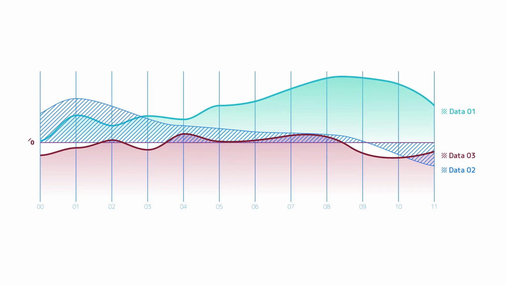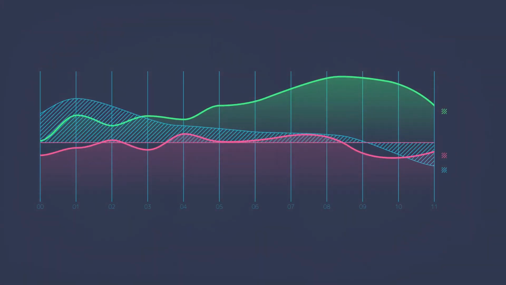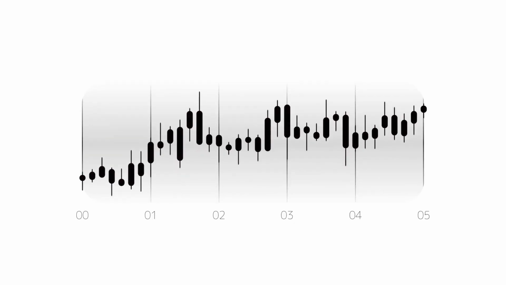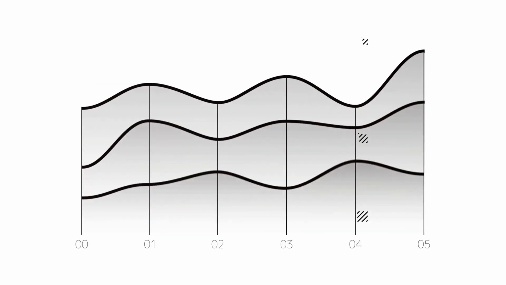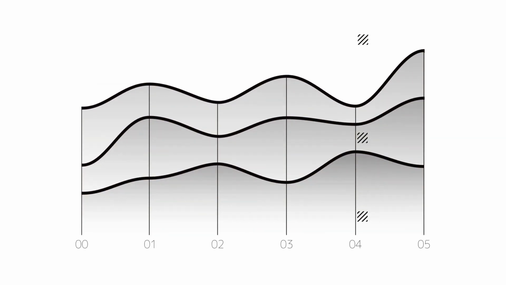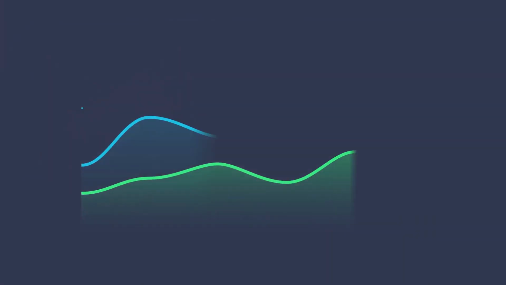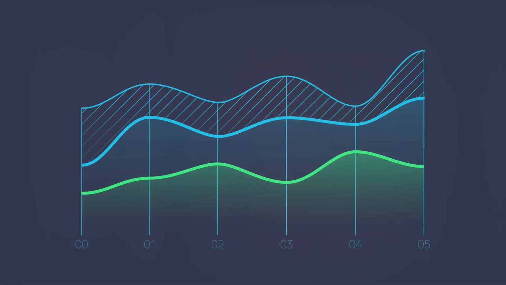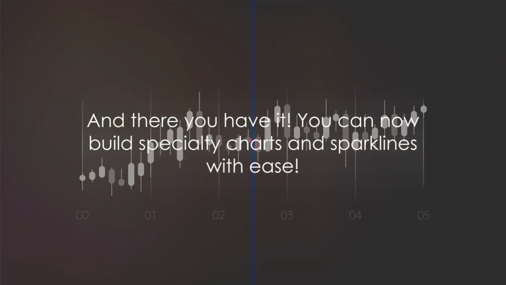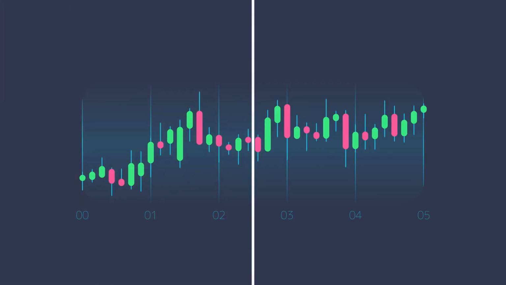Enter sparklines. These are tiny charts that fit in a single cell and are perfect for showing a trend in a compact space. To insert a sparkline, simply select the cell where you want the sparkline to appear, head over to the Insert tab, and choose the type of sparkline you want. You can then format the sparkline to fit your needs by adjusting its color, style, and other properties, and there you have it. You can now build specialty charts and sparklines with ease.